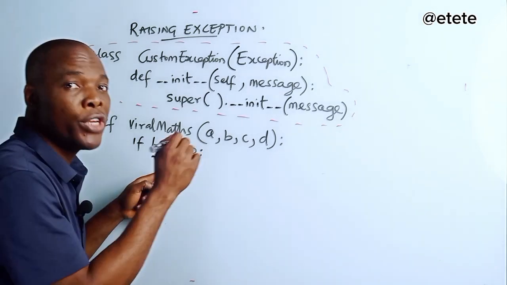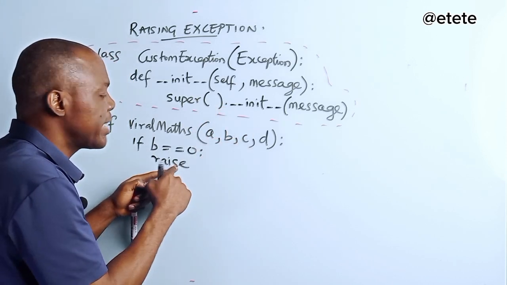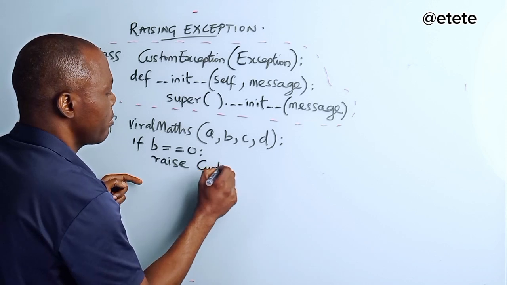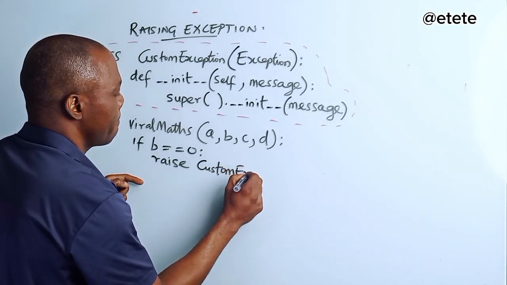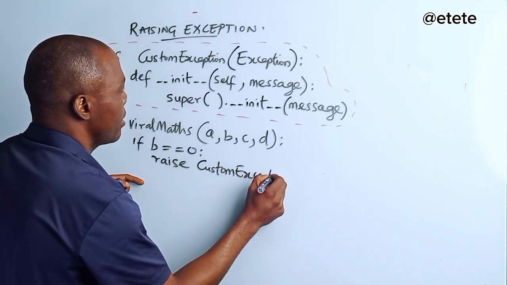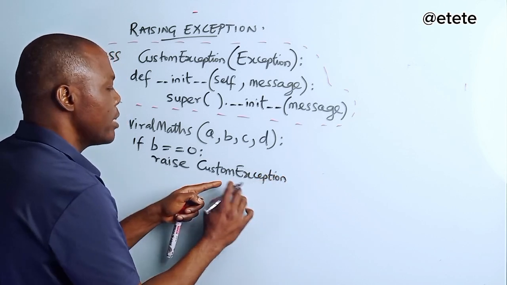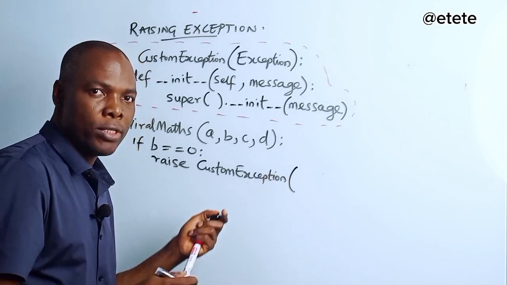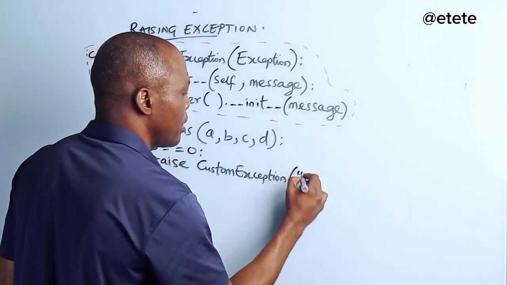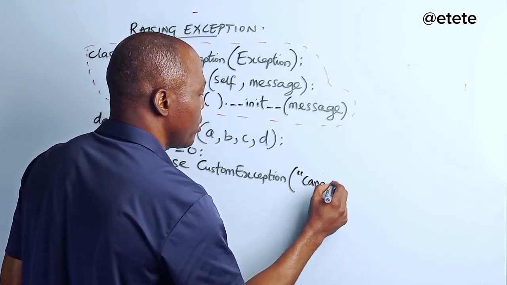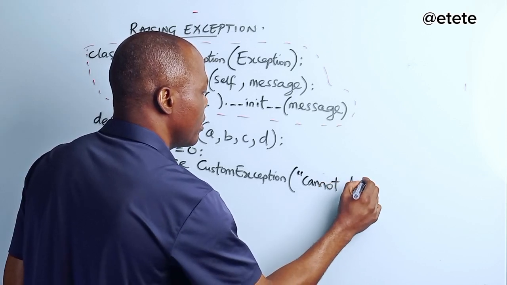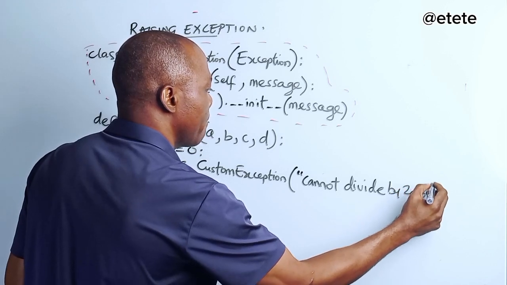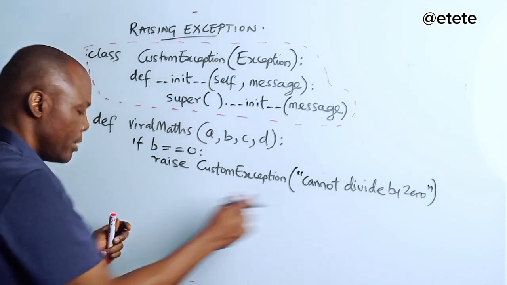But the exception I'm going to raise now will not be value error anymore. The exception I'm going to raise now will be what? Custom exception. Then I'm going to supply a parameter to the instance, which is the message: cannot divide by 0. So this is the message, right?